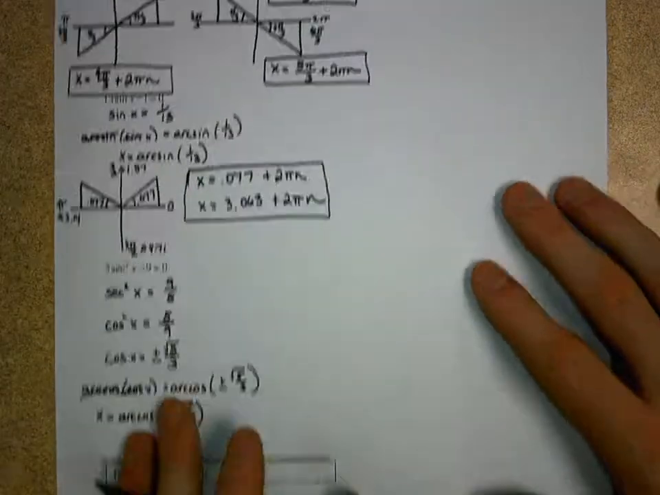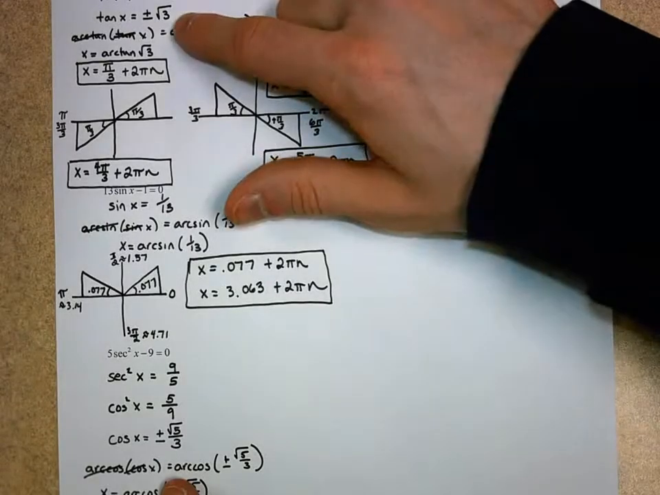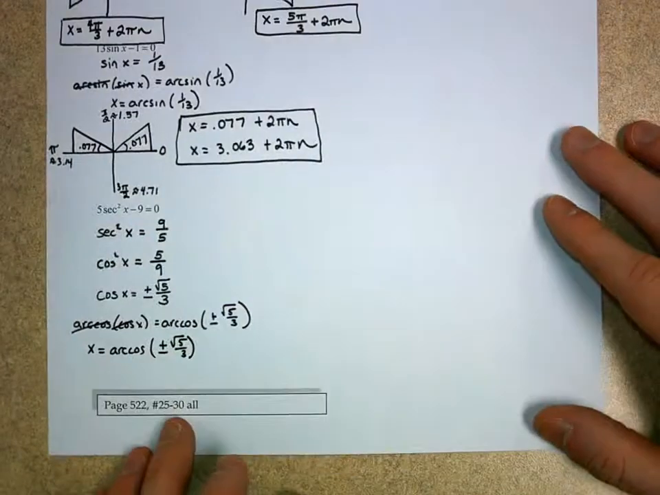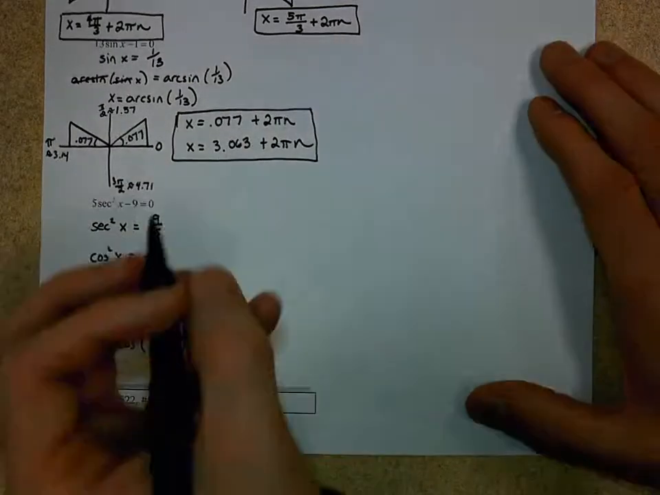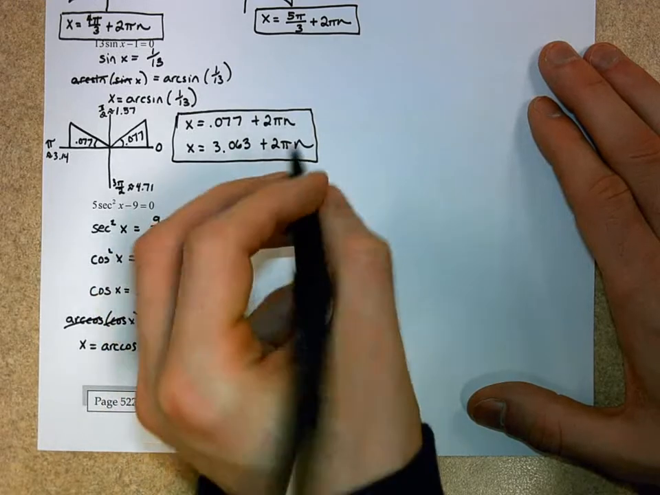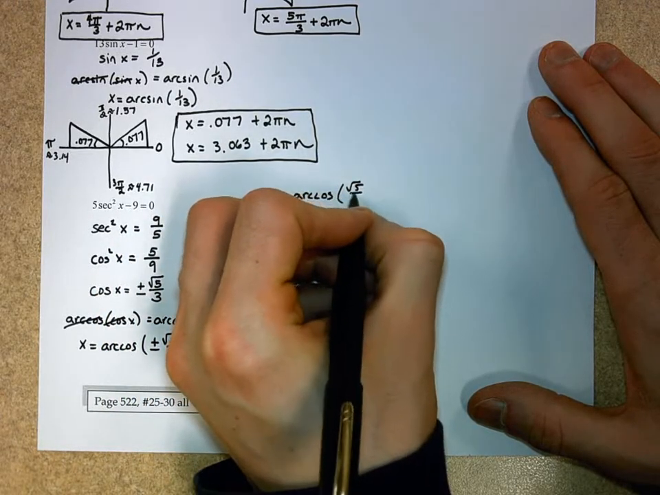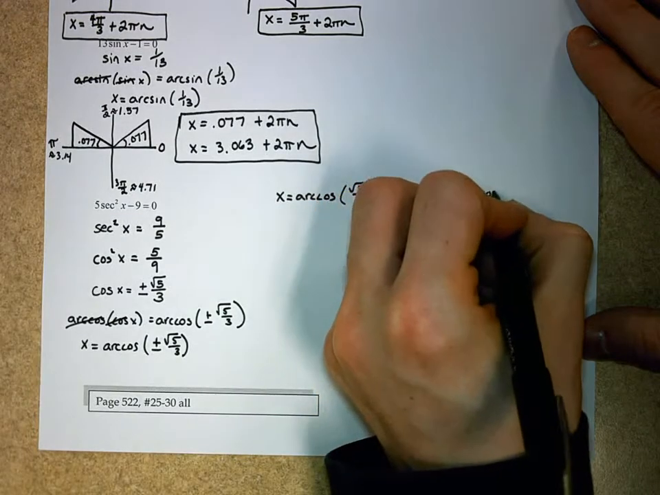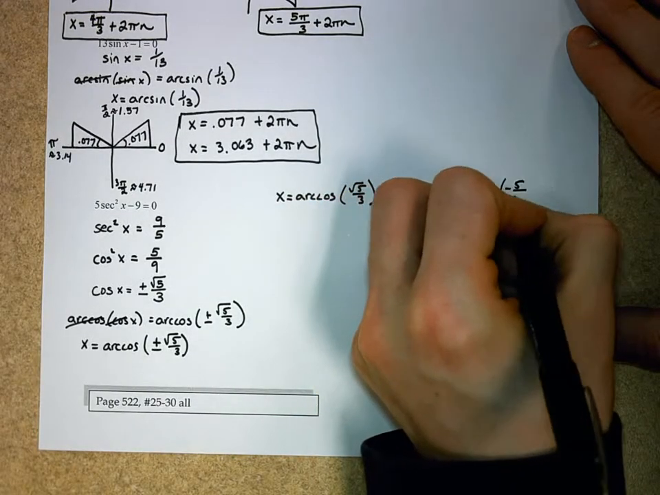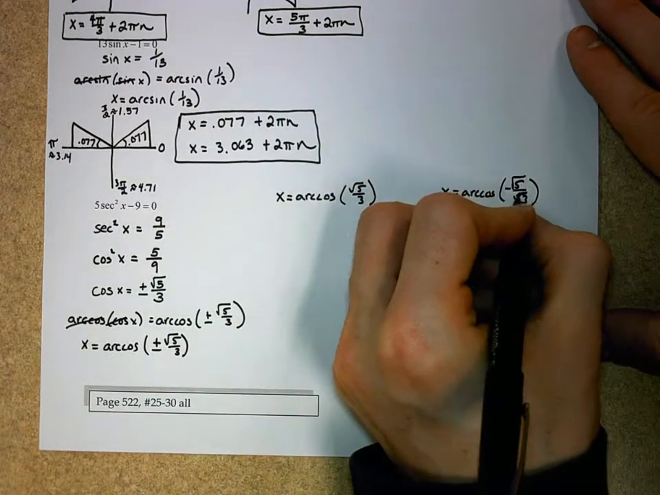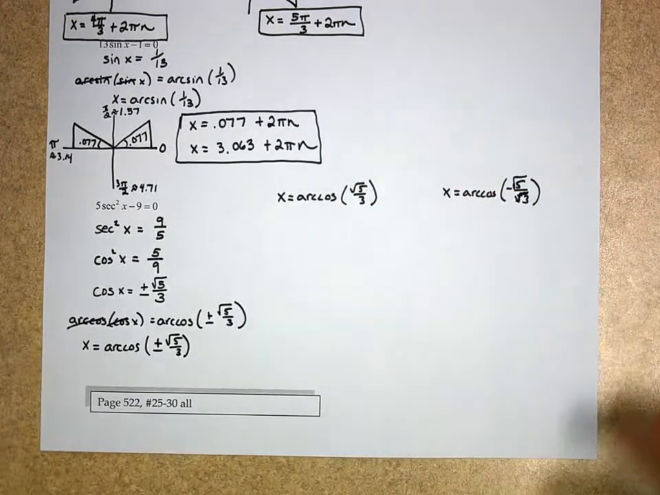So just as we had at the top here, since we end up with this plus or minus, we're going to set up 2 separate equations, and we're going to have 4 reference triangles that we come up with. So the first one is going to be x equals the arc cosine of square root of 5 over 3, and x equals the arc cosine of negative square root of 5 over 3. Oops, square root's up there and then not down there.